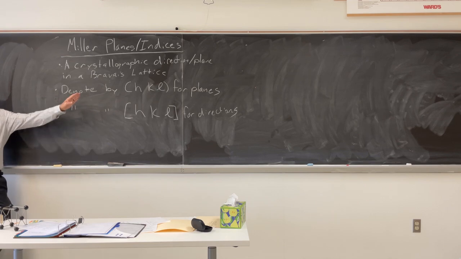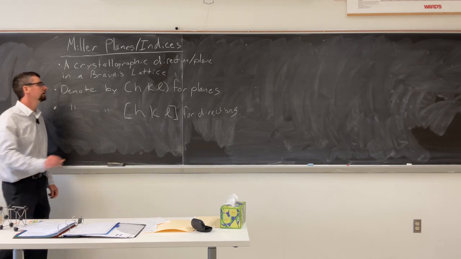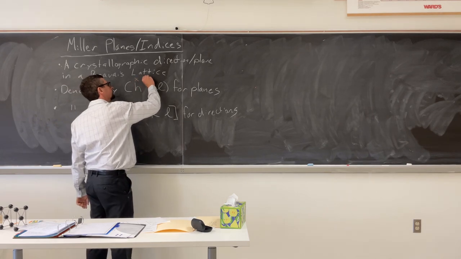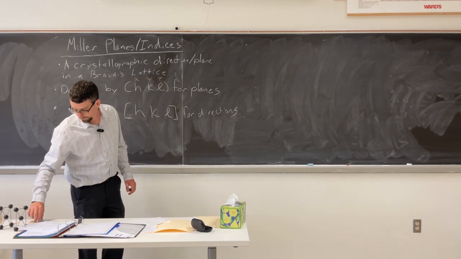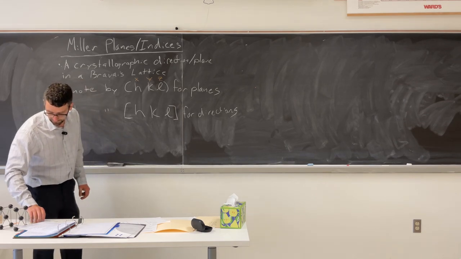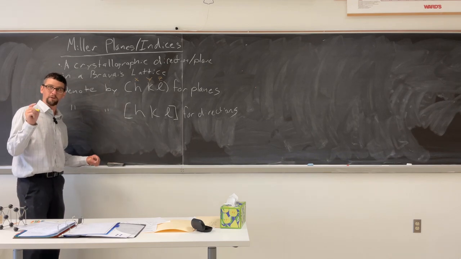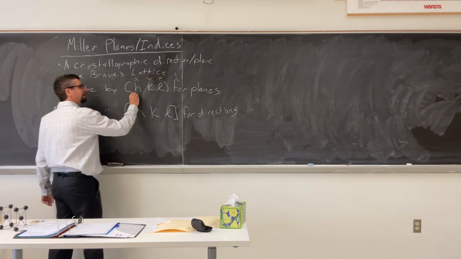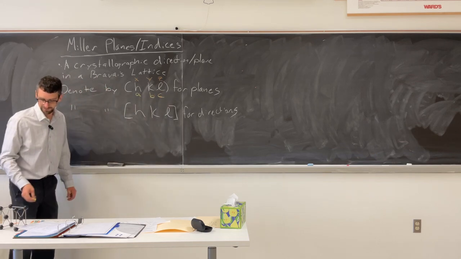Okay, what do H, K, and L stand for? X, Y, Z. When we're talking about lattice vectors, what are we talking about there? What were the length symbols we gave? Yep. A, B, C. 1, 2, 3.